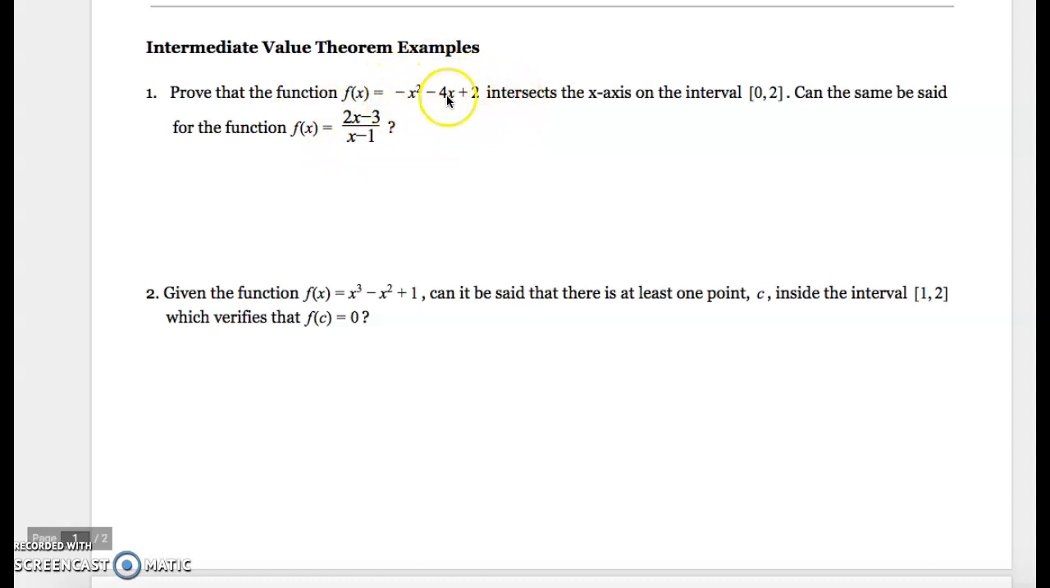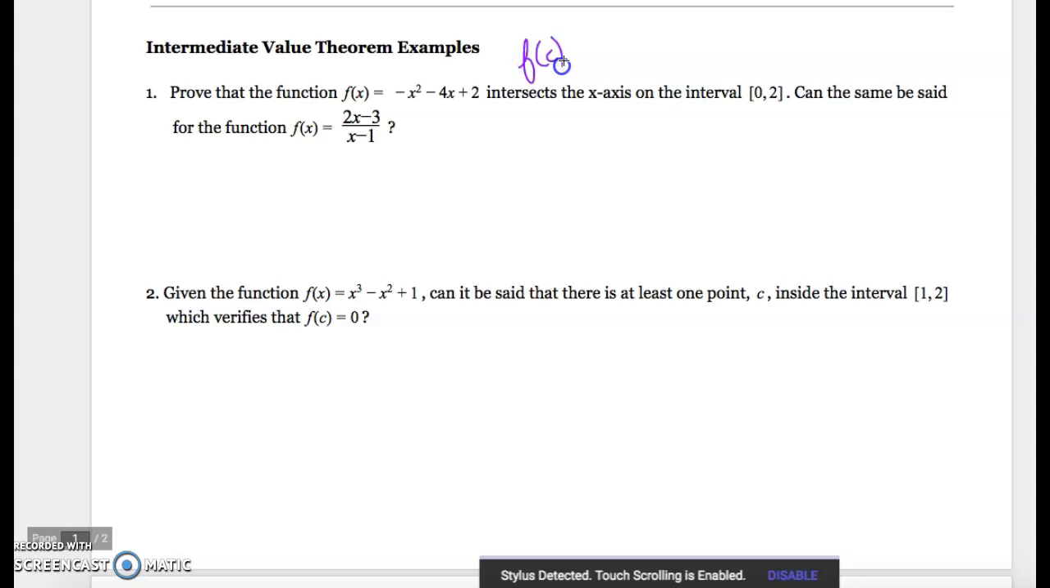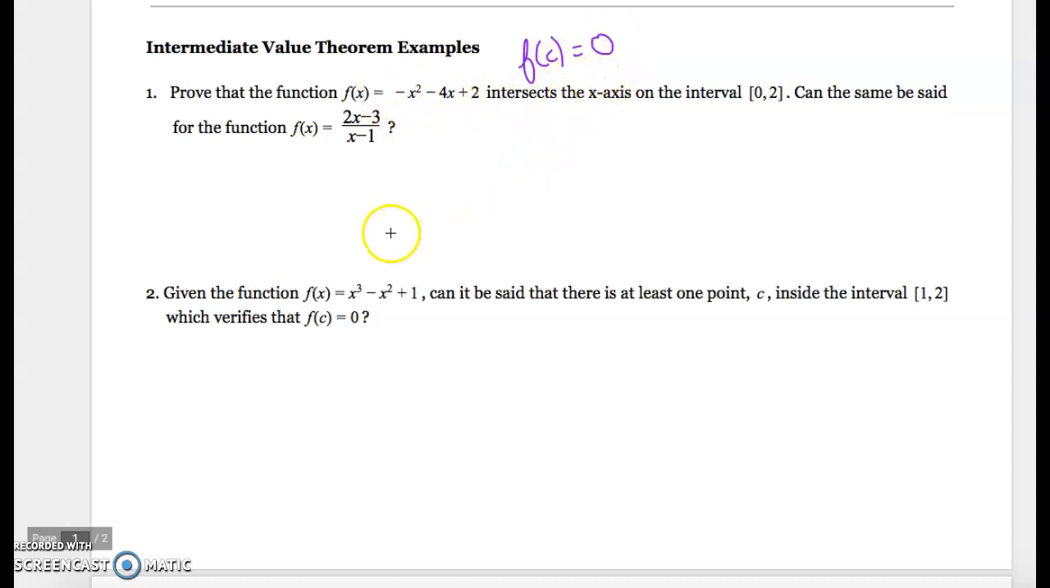For this first piece, what does it mean to intersect the x-axis? Well, it means that there would be some value that when you plug it into your function, you would get 0 out. If I intersect the x-axis, that means that when I plug something into my function, I get a y value of 0. So basically, we want to know if my function crosses the x-axis.